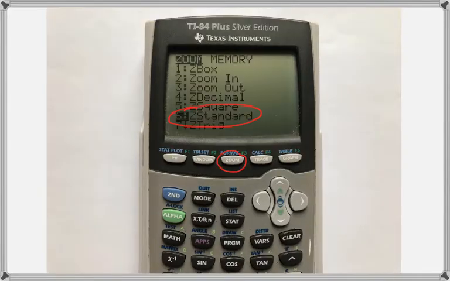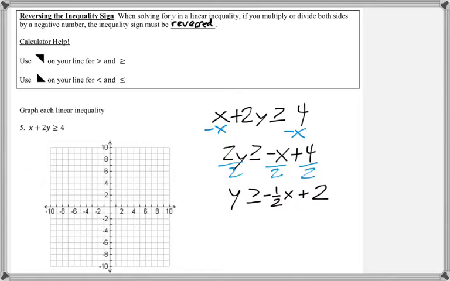Okay, so let's draw this graph. It was crossing at 2 on the y-axis and 4 on the x-axis. And then it was shaded above.